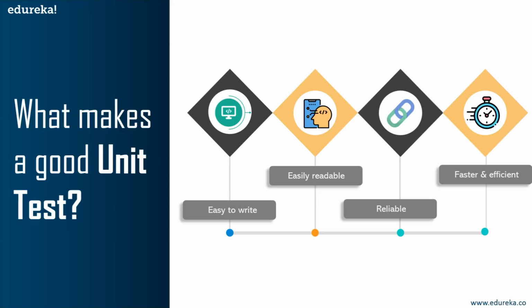Then it should be reliable. Your unit test should fail only if there's a bug in the system under test. Well, the thing is, programmers often run into an issue when the tests fail even when no bugs are introduced. So good unit tests should be reproducible and independent from external factors.